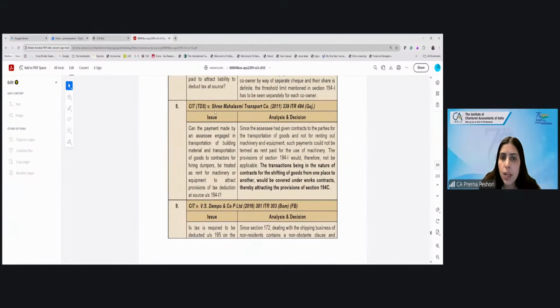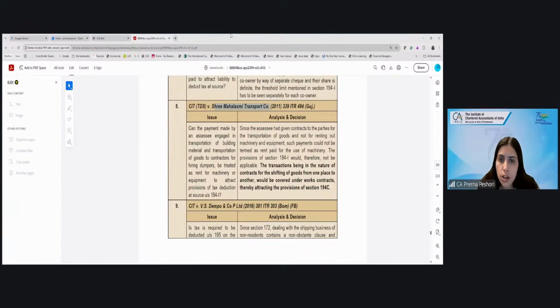Yeah. We have the Sri Mahalakshmi Transport Company case. Can the payment made by an assessee engaged in the transportation of building material and goods to the contractor for hiring the dumpers be treated as rent for machinery or equipment to attract the TDS under 194I? So here the question was that when the payment is made by the assessee, who is the transporter of building material and goods, to the contractors for hiring dumpers, just now what we saw, right? Whether it is for the rent or whether it is in the nature of contract of work.